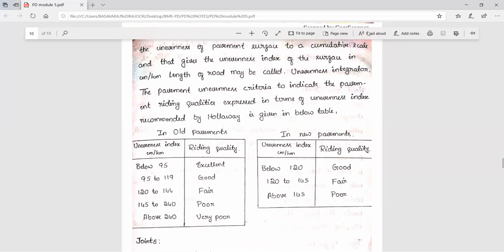Coming back to the new pavements, the unevenness index, again, is given in centimeters per kilometer. Below 120, it is generally considered good riding quality. If it is 120 to 145, then fair. If the index is above 145, then the riding quality is termed very poor.